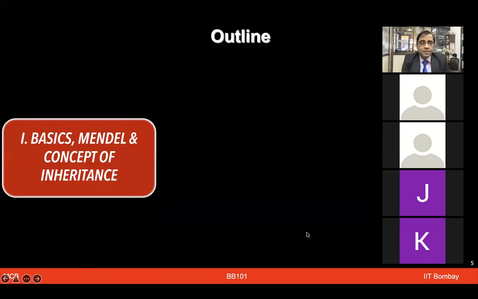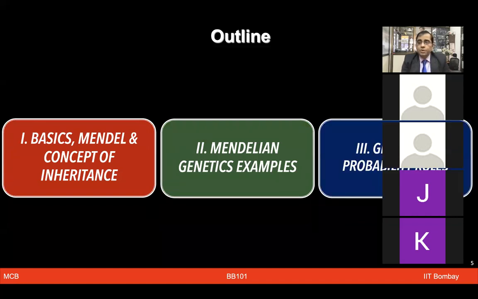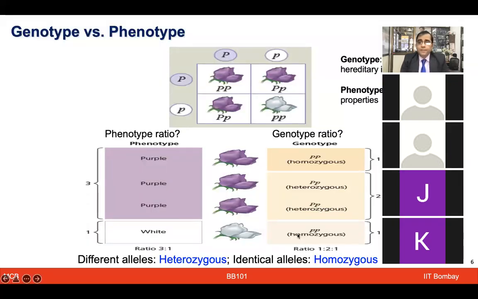So the outline for this presentation is some of the concepts of inheritance from Mendelian genetics. I'm going to recap that. We'll give you some examples of Mendelian genetics and then move on to some of the probability rules, how mathematical equations and rules can be applied to arrive at the same findings that Mendel arrived at. I'll let you first become more familiar with some of the terminologies.